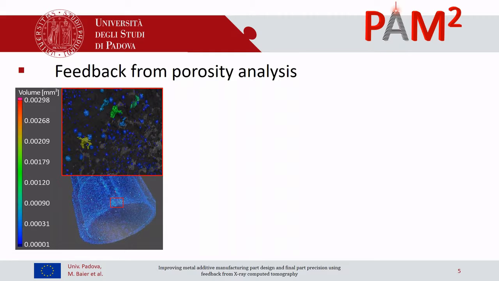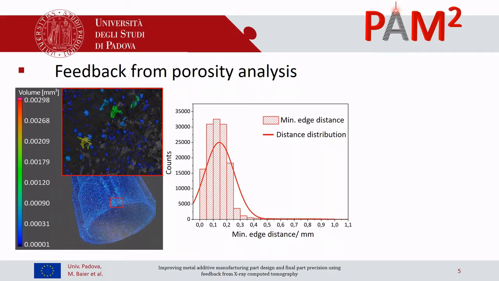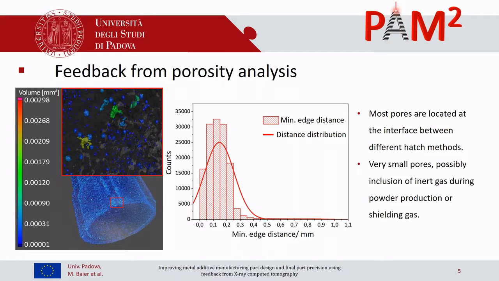With the data from X-ray CT, you can plot the edge distance against the porosity, and you see a really nice distribution curve, which corresponds quite well to the intermediate position between the border hatching and the infill hatching. This is already one result which can be given to the process to check, during the design and the setup of the process, if you have sufficient overlap between your border hatch and your infill hatch.